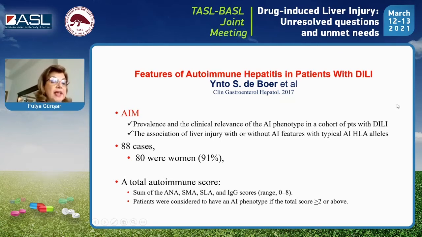There were 88 cases and 80 of them were women. A total autoimmune score was calculated from antinuclear antibody, smooth muscle antibody, soluble liver antigen, and IgG scores, and patients were considered to have an autoimmune phenotype if the total score was equal to 2 or above.